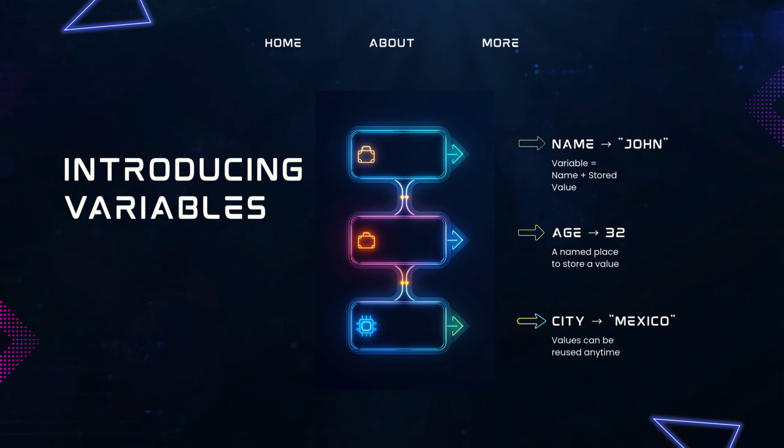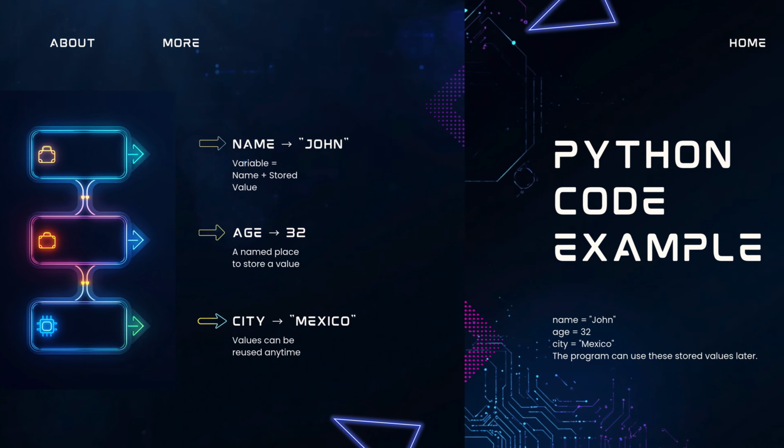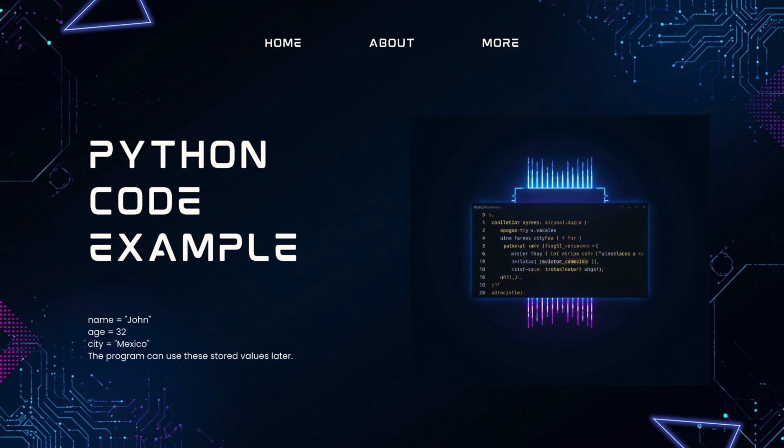Now let's see what this actually looks like in Python. Here we have three variables. The first one is name, and it stores the value John. The second one is age, and it stores the value 32. And the third one is city, and it stores the value Mexico.